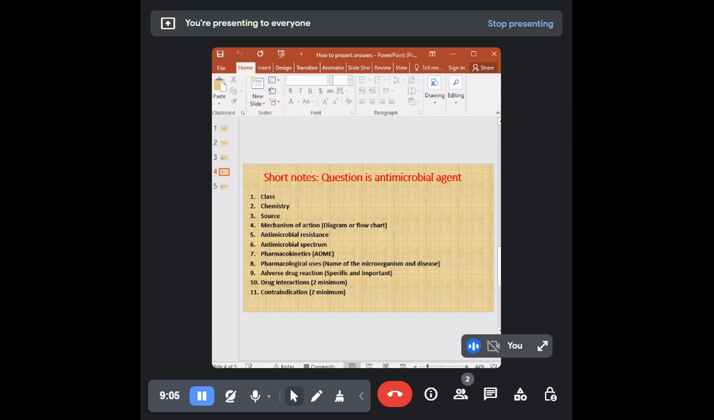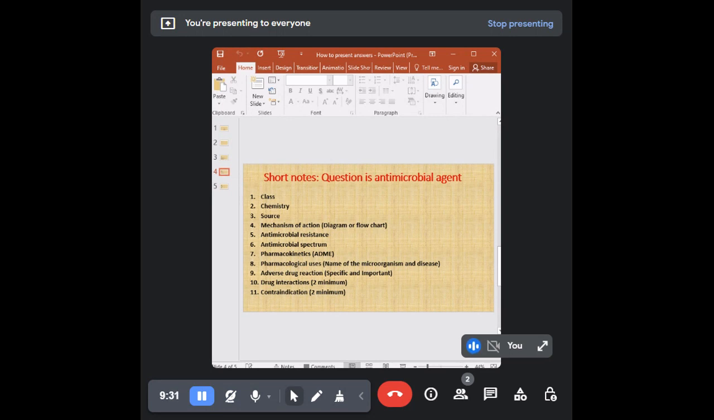Adverse drug reactions are also very important. Adverse drug reactions, you write it. Rest other common ones you can write. And then drug interactions, two drug interactions, then two contraindications if you have. But here some students will ask, some of the antimicrobials don't have any drug interaction or contraindication, then no need to mention. This is a common thing I am telling. Okay, if not there, just leave it.